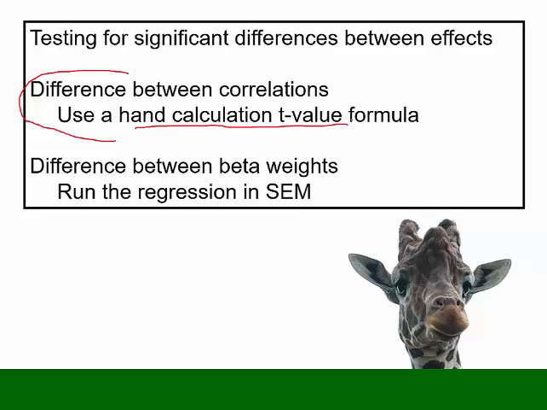After we do that, we're going to go on to talking about structural equation modeling, which will be the majority of this unit. And we're going to look at how we could run a regression equation where we have two predictors of an outcome and we can test for a difference between two beta weights. And that's something we can do if we're running regression using structural equation modeling, or SEM. So before we get to the structural equation modeling approach, let's start with looking at how we can test for a difference between two correlations with a hand calculation t-value formula.